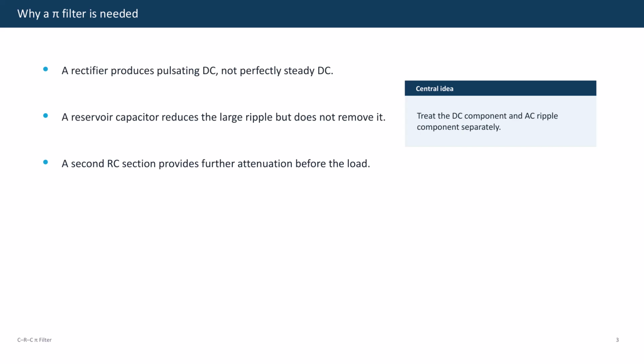A rectifier output contains a desired direct current component and an unwanted alternating ripple component. A single reservoir capacitor reduces the main ripple, but sensitive low-current circuits may require cleaner supply voltage. The CRC-Pi filter adds a loaded low-pass section, so it reduces ripple further while avoiding an inductor.